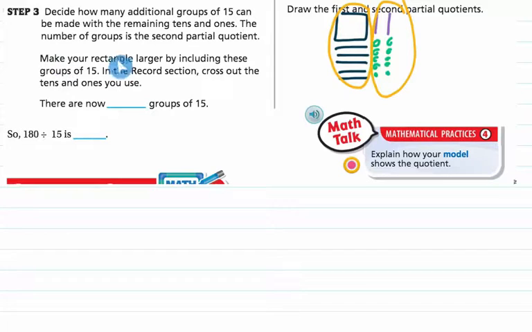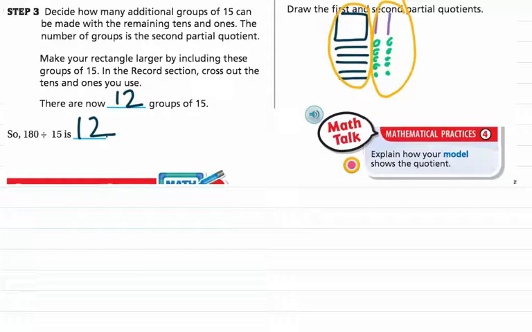It says make your rectangle larger by including these groups of 15. Record in the record section. Cross out the tens and ones used. There are now 12 groups of 15, so 180 divided by 15 is 12. And we can see that reflected by our answer here in the record section.